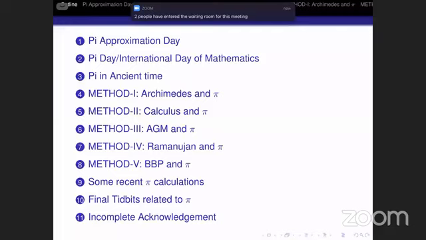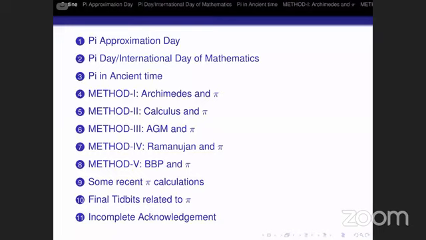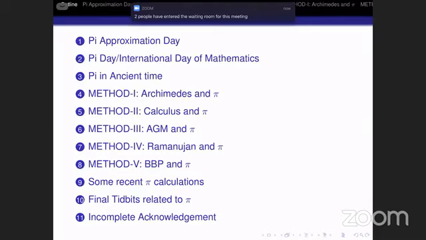This is the outline. I'll talk about Pi Approximation Day, which is today, July 22nd. Then I'll talk about the Pi Day, International Day of Mathematics. And this Pi has a long history. So I'll begin with some details about ancient time Pi calculation. Then in fact, there are only 5 mathematical methods to calculate the digits of Pi. And the first method is given by Archimedes. The second one is calculus and related to calculus. Then third is AGM and Pi. And fourth is given by Ramanujan and the Ramanujan type series. And the last one is BBP formulas. Yeah, then I will talk about some recent Pi calculations. And finally, more tidbits related to Pi will be discussed.